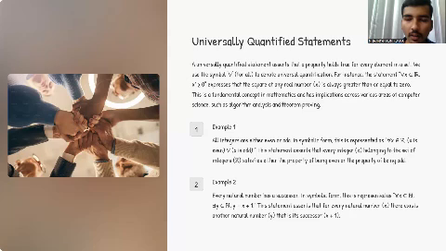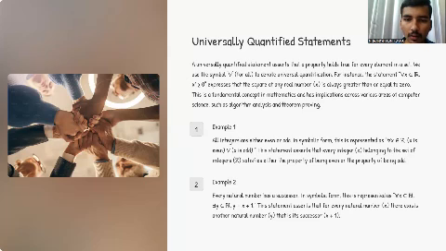Example 1. All integers are either even or odd. In symbolic form, this is represented as for all x belongs to Z, x is even or x is odd. This statement asserts that every integer x belonging to the set of integers Z satisfies either the property of being even or the property of being odd.